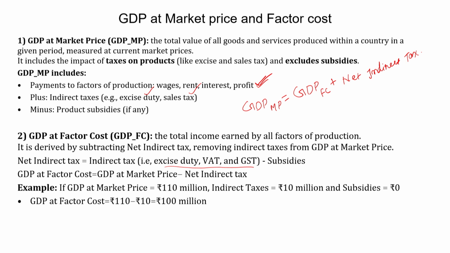To summarize, GDP at factor cost equals GDP at market price minus net indirect tax. Take a numerical example: suppose the GDP at market price is 110 million, the indirect tax is 10 million and subsidies, for instance, 0. To calculate GDP at factor cost, GDP at market price is 110 minus net indirect tax, 10 minus 0, that is 10. So GDP at factor cost is 100 million.